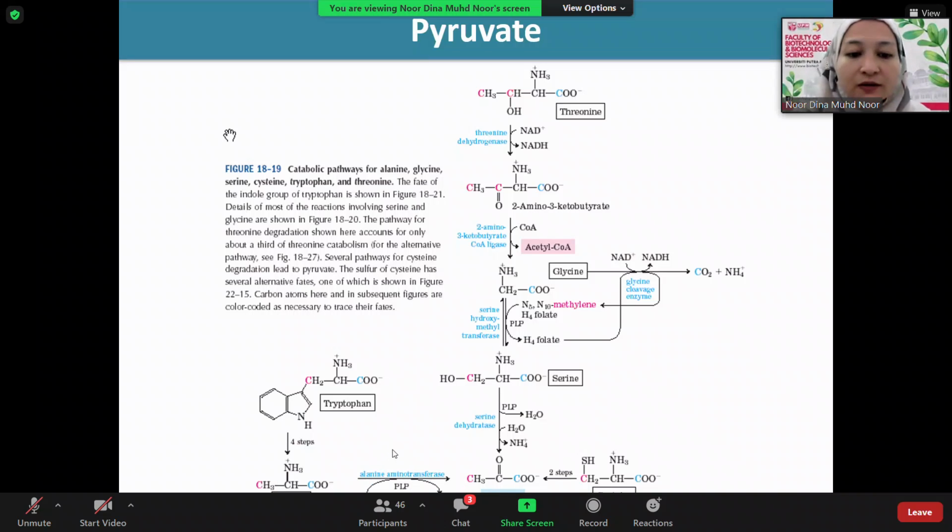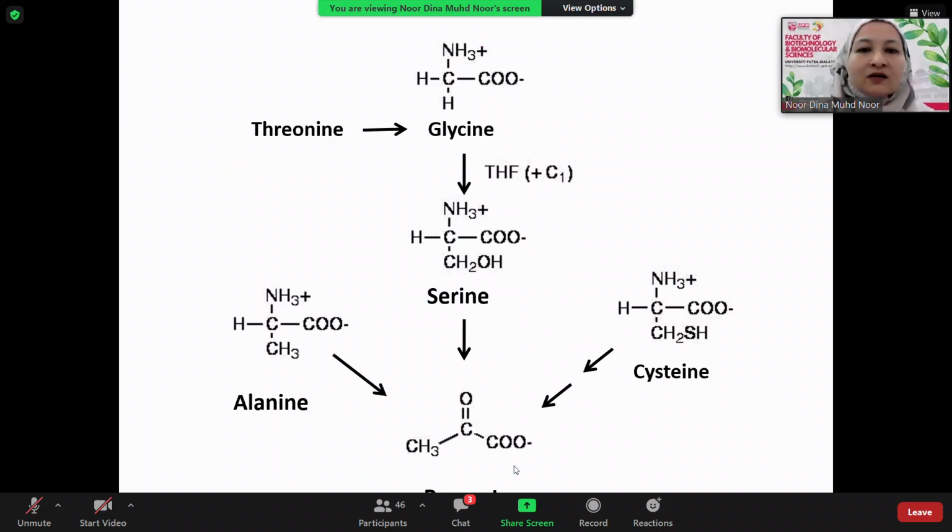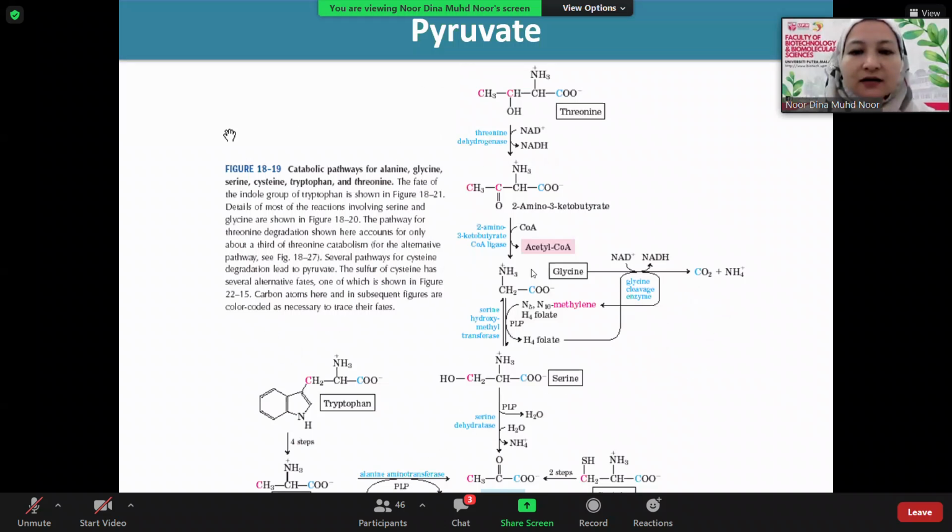And this is the alanine from this pathway. It has to go through the transamination and get pyruvate, and this is the cysteine. So this is the combinations of all the amino acids degradations into the pyruvate. Yeah, this is a long pathway starting from threonine, and on its way to this pyruvate, it can be converted into glycine and serine, and it gets the pyruvate.